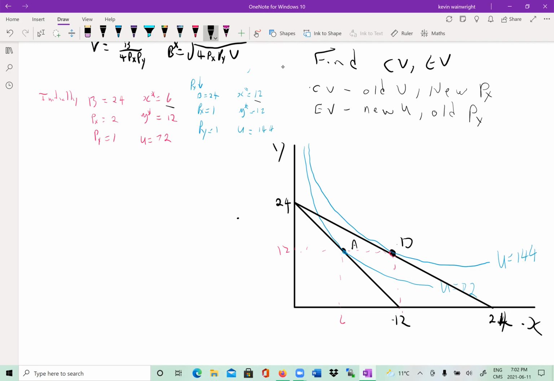So we take the original budget line or the new budget line. So the price of X has fallen, but I am going to move you back to the original indifference curve so that you get the same utility as you got before the price fell. Okay.